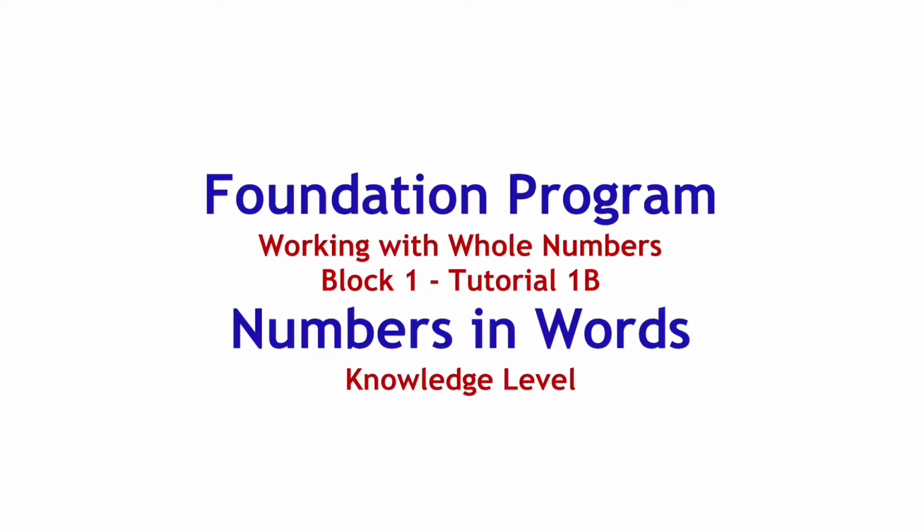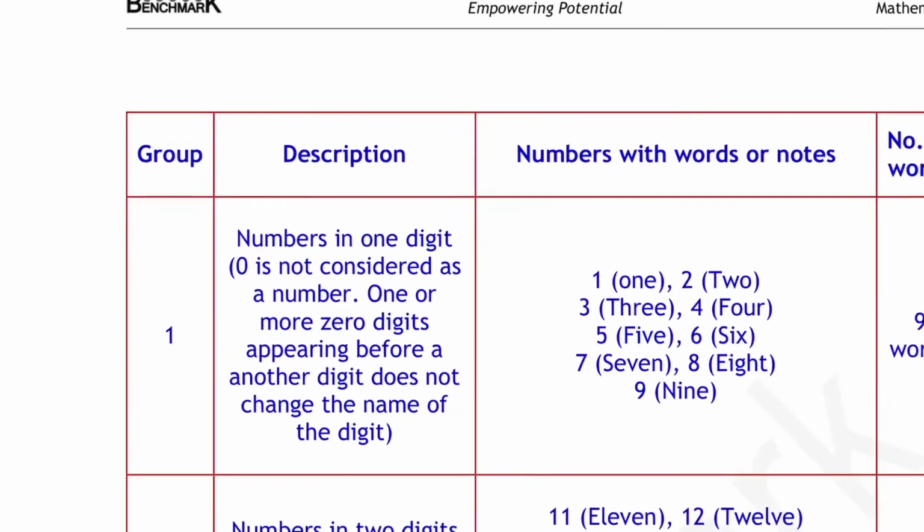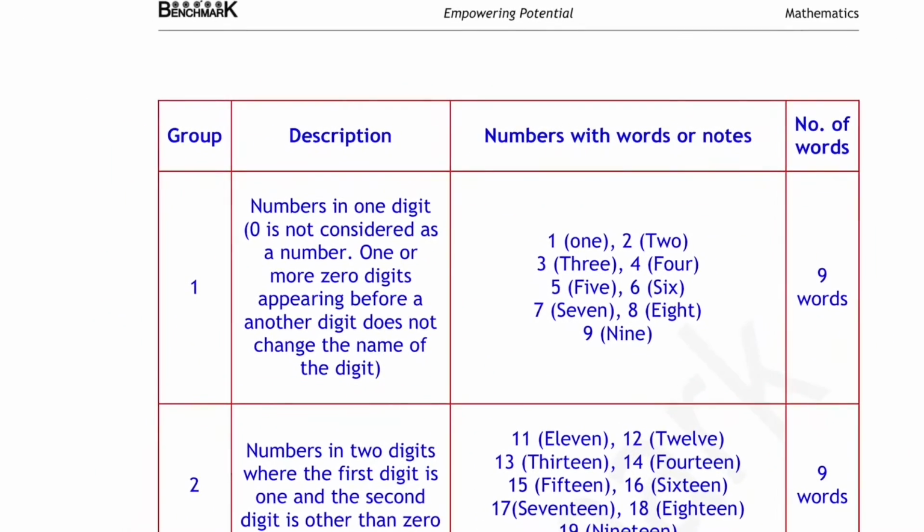Okay, first of all, I will revise what you have studied in tutorial 1A. Look at this. We identified numbers in one digit. We have 9 words to identify digits from 1 to 9. Remember, 0 is not considered as a number. I will identify those 9 words as group 1 words.